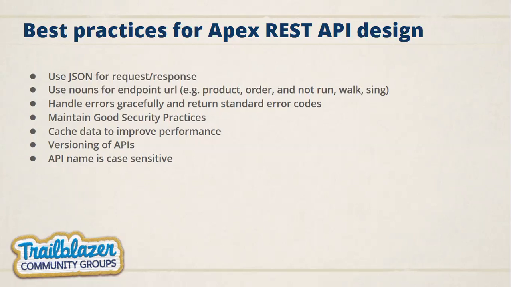Versioning of APIs. Versioning of API is very important. Why? Today we have 100 clients. They are accessing our API.